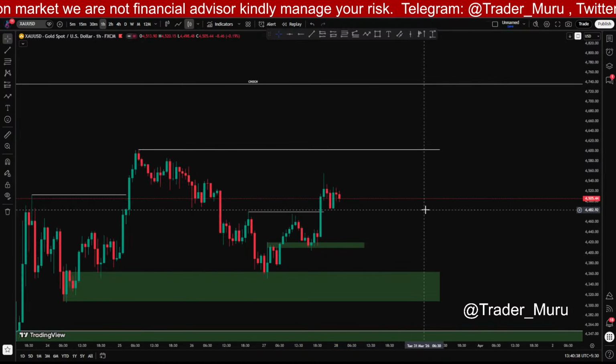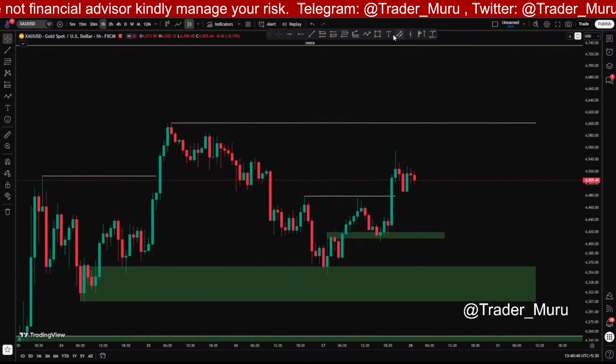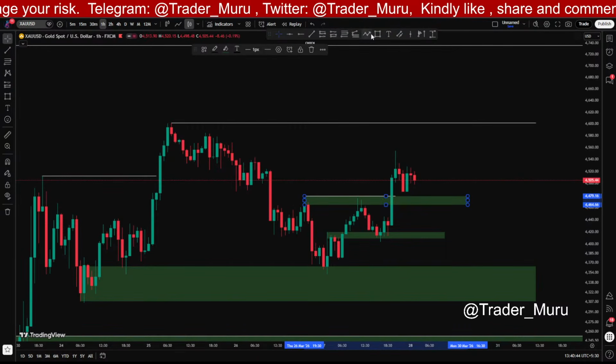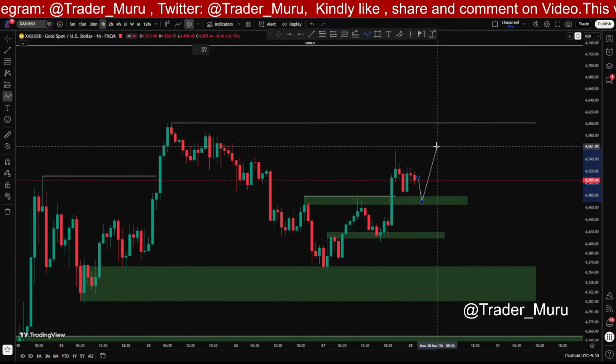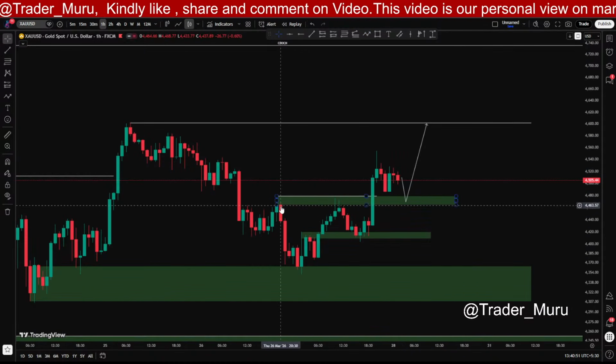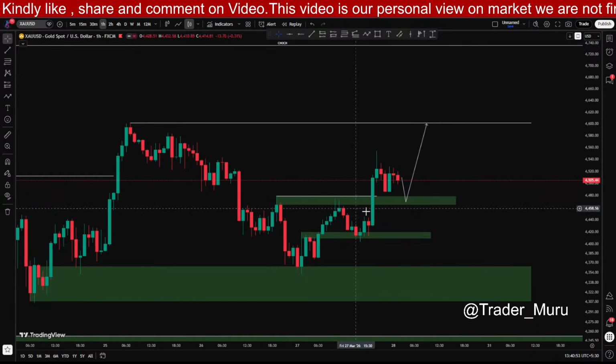and as per our expectation, price should first test this area and pump again towards this high. This is our first POI for buy entry according to the 1-hour time frame.